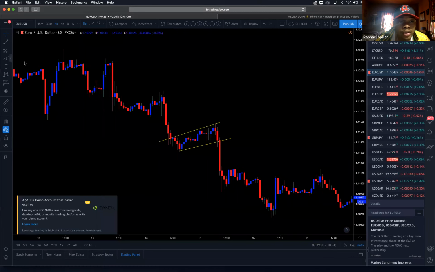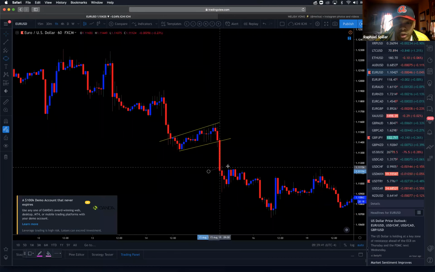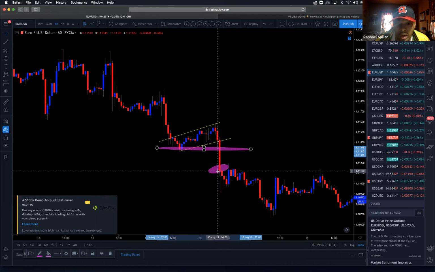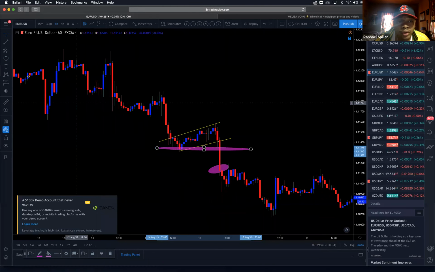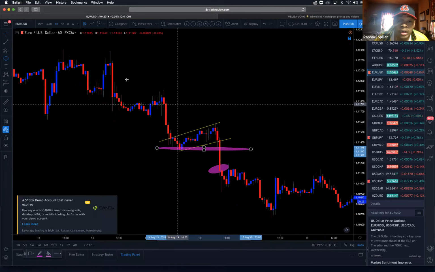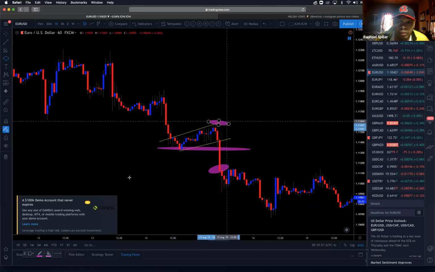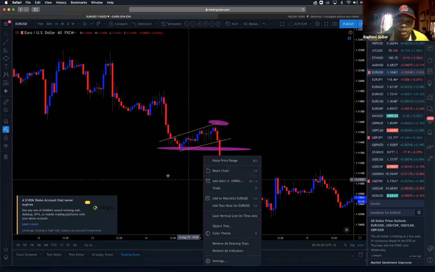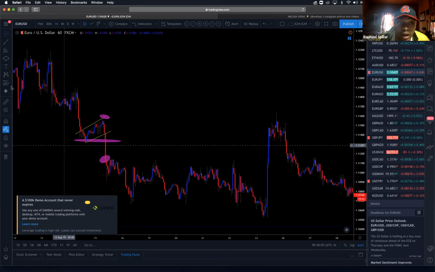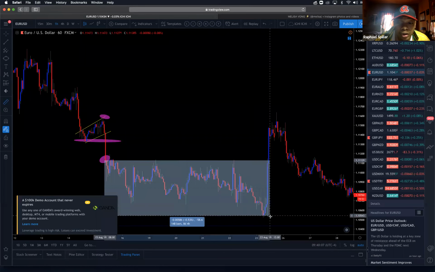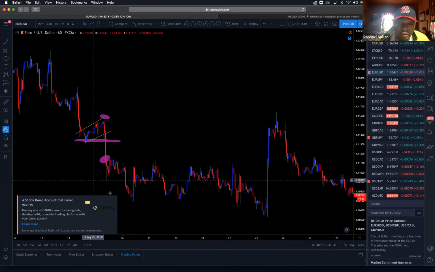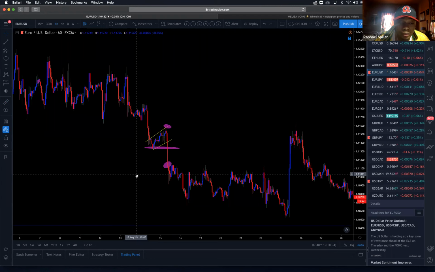Let's say I entered here after it broke structure. It broke structure here, so I entered at the close of the candle. My entry is here, so that means my stop loss has to be at my recent lower high. My recent high on a downtrend is here. So that's my stop loss, which means I stay in the trade until it hits my stop loss. That means I secured 60 pips before it hit my stop loss. That's a good trade. You can't get nothing wrong with 60 pips, right?